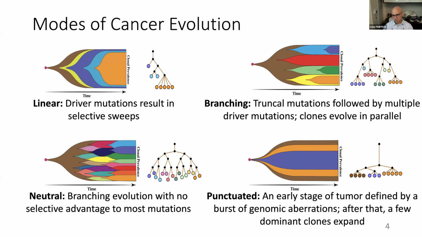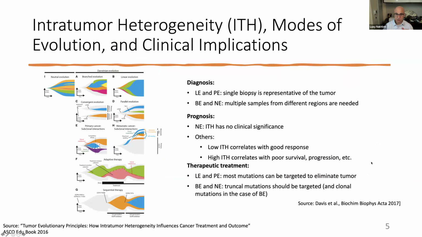Neutral mutation is where we have multiple mutations happening with no advantage to them. So the tree is really shallow and very, very wide. We have punctuated equilibrium or punctuated evolution. We have the early stage of the tumor defined by a burst of genomic aberrations in the beginning. That's why we have that long branch in the tree. Sometimes you have whole genome duplications. And then after that, you have a few other mutations that define the clones.